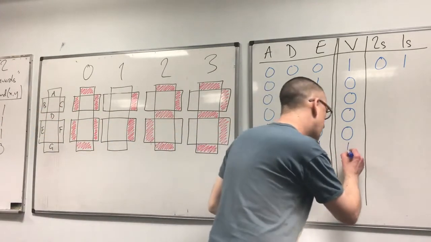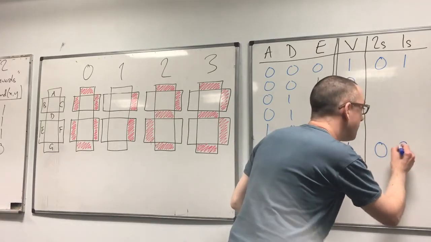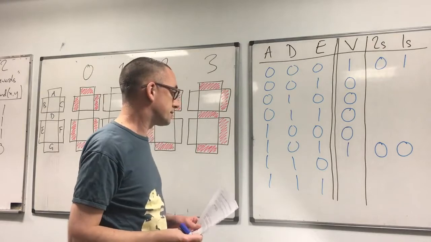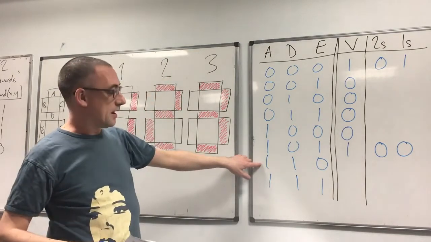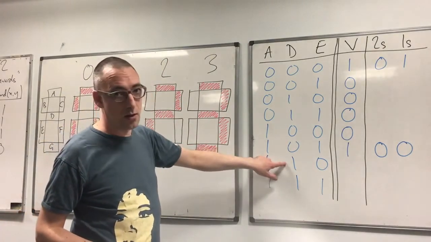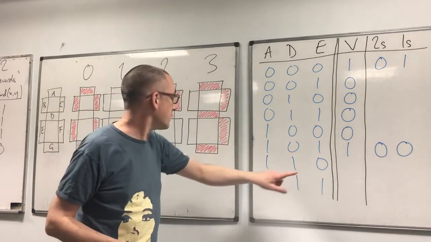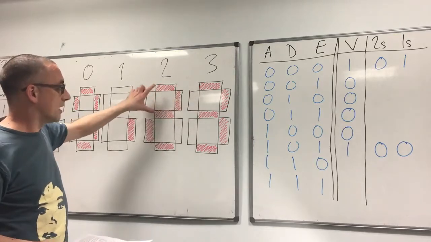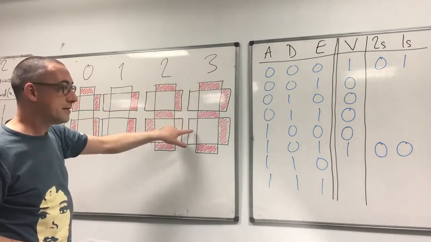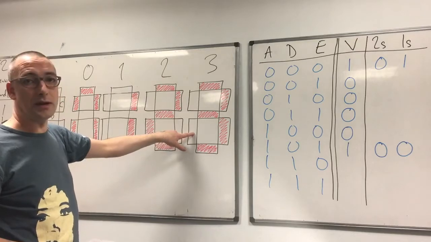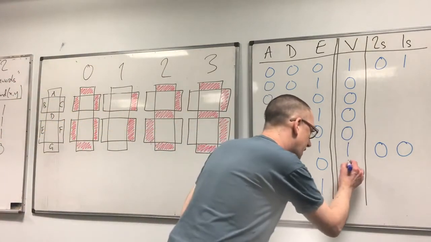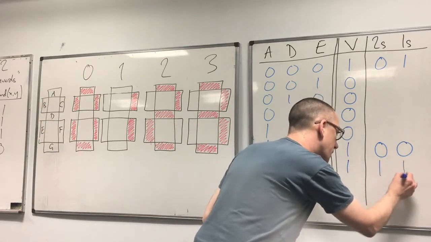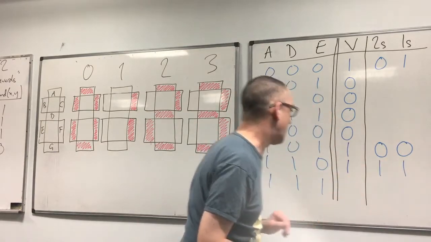It's the number 0. So we fill in 1 for valid, and then the binary for 0 in the 2's and 1's column. How about this? A and D, but no E. Well, let's look. Here are 2 combinations that have A and D, and this one, 3, has no E. So this is a valid combination, 1, 1, 0, and it corresponds to the number 3. This is 3 in binary.